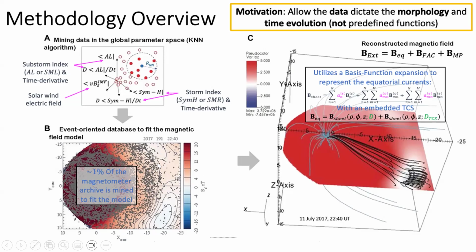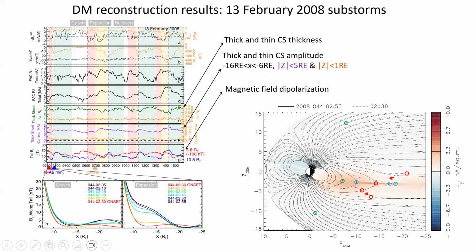So this is an example. Each of these gray dots is one of those nearest neighbor magnetometer measurements, and then you can get a magnetic field that even resolves X lines. Which is quite impressive. But an interesting part of this is that in their magnetic field model, they have a thick equatorial current sheet and a thin equatorial current sheet. And what they've noticed is illustrated in this plot here.